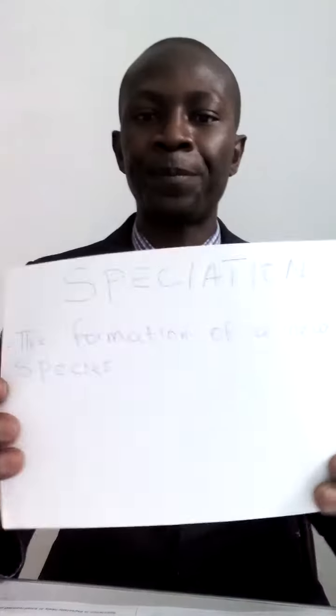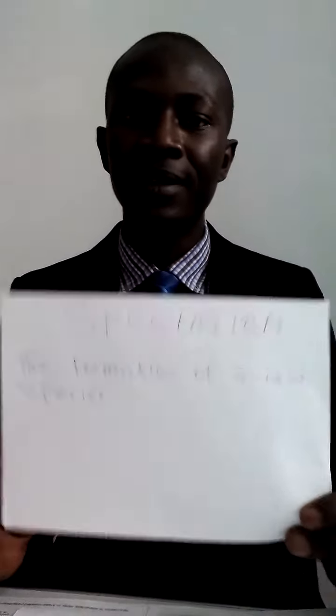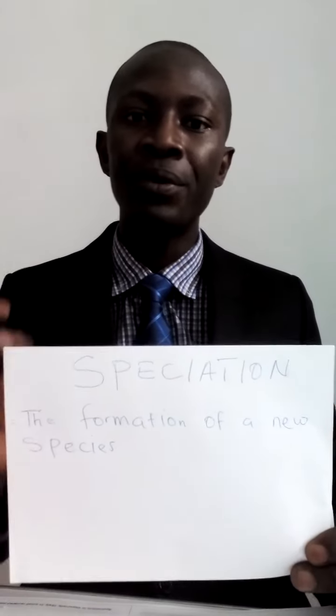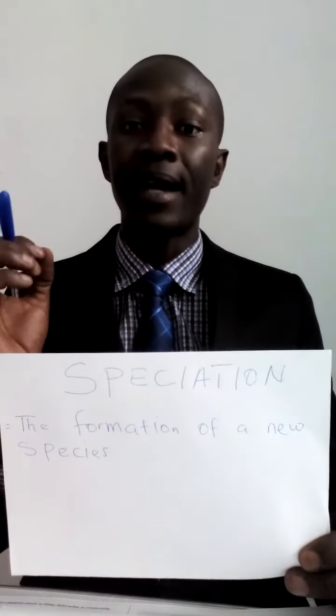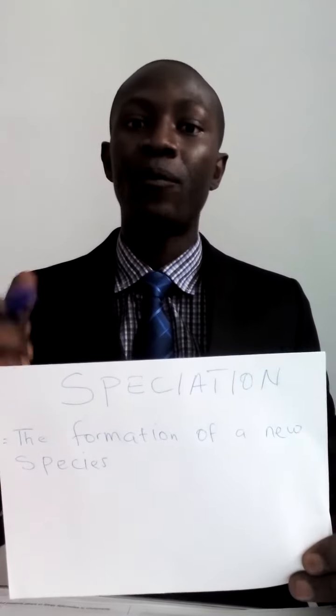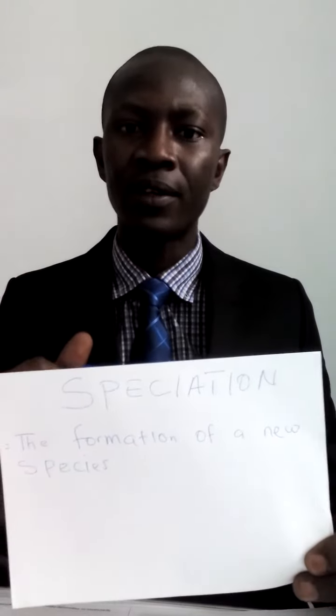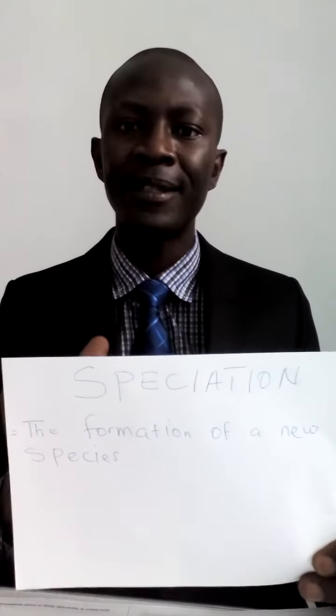Today we are going to talk about what we call speciation. Speciation means the formation of a new species. If we can recall the biological definition of species, we will understand how different species were able to be formed.